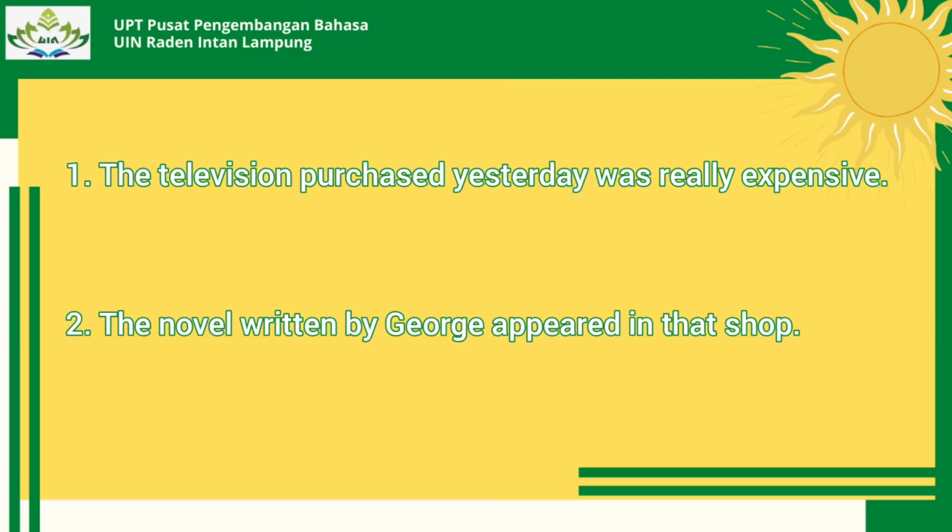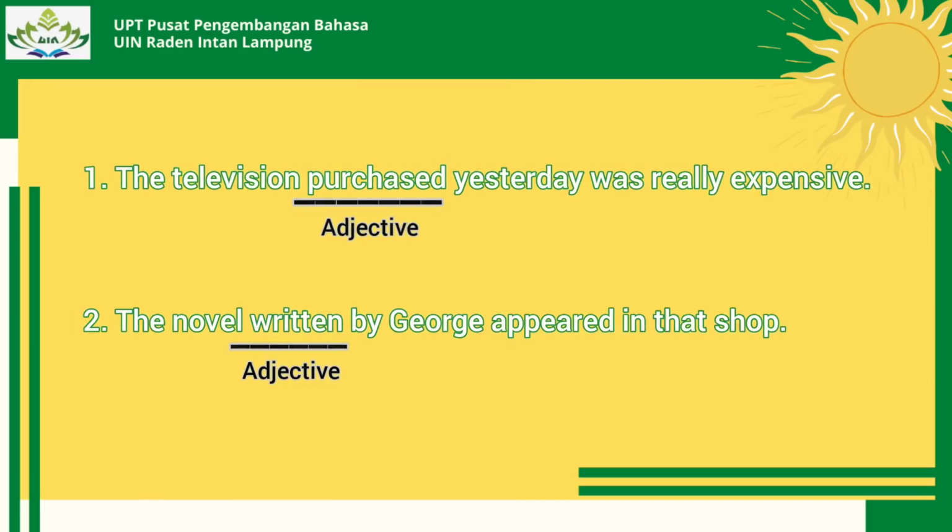In the first sentence, purchased is an adjective rather than a verb because it is not accompanied by a form of be or have. And there is a verb, was, later in the sentence. In the second sentence, written is an adjective rather than a verb because it is not accompanied by a form of be or have. And there is a verb, appeared, later in the sentence.